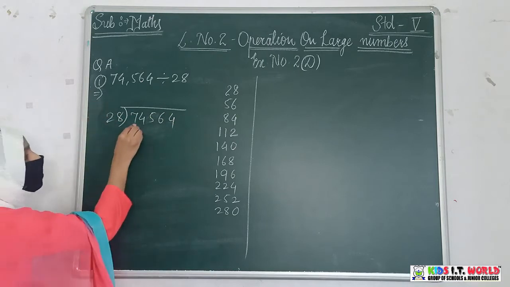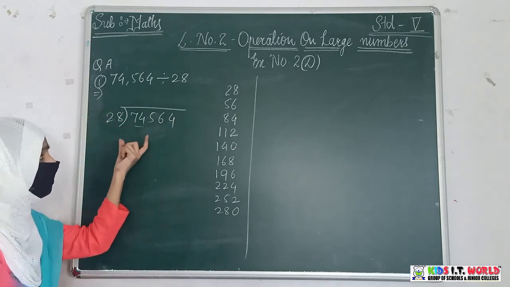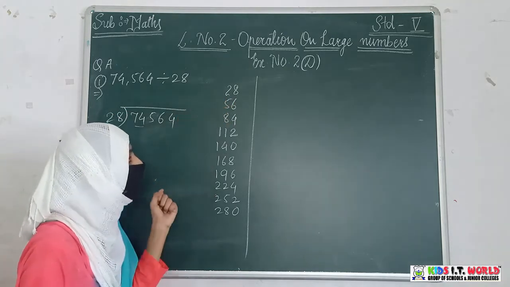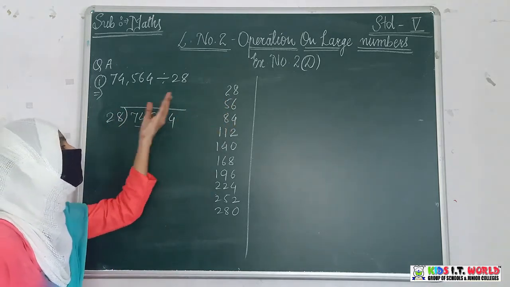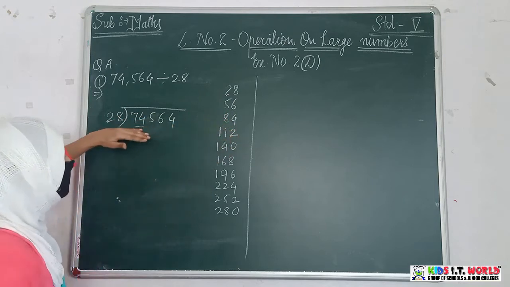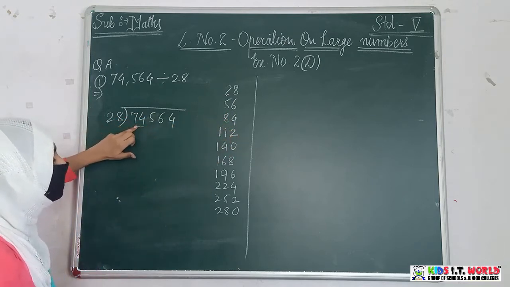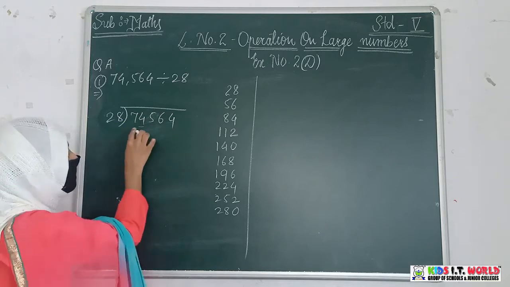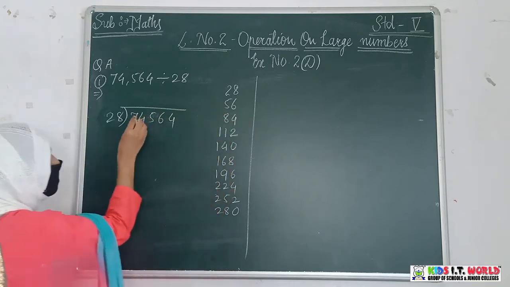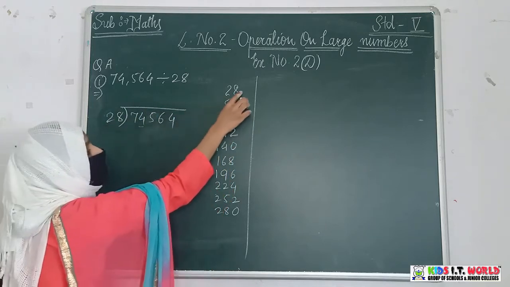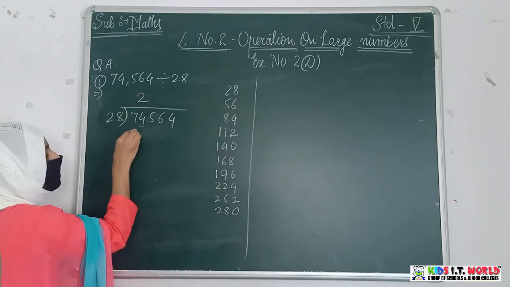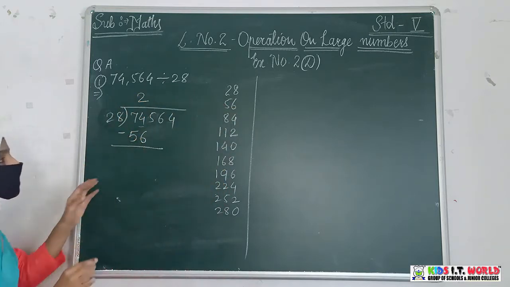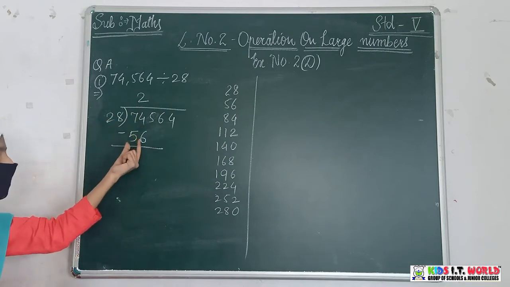Now see here the two digit number 74. Is 74 there in the table? No. So the number that is given, that complete number is not in the table. Whatever number is less than this number, you have to find it. So less than 74, there is 56. So we will write 28, 56 is on the second position. So 28 twos are 56. So here we have finished with the first number.